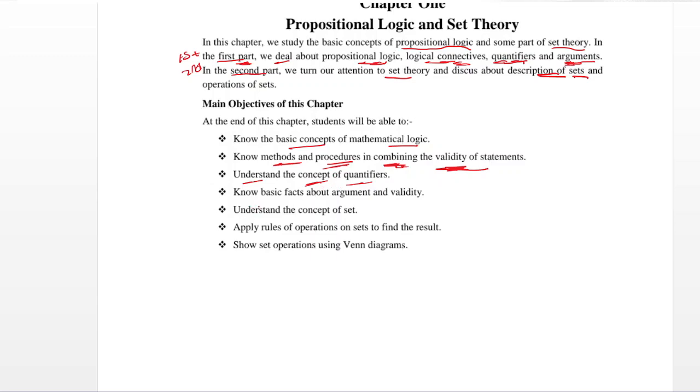And also, the basic facts about argument and validity. What type of facts can we use to say the argument is valid or invalid?